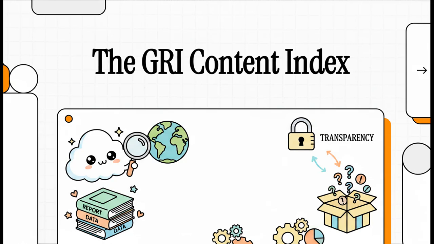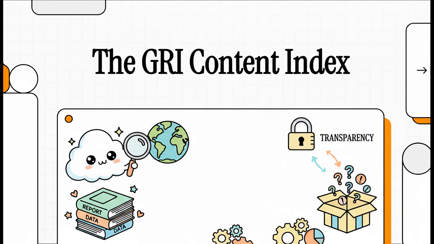Okay, so let's talk about sustainability reporting. Everyone is always shouting about transparency, right? Total, complete transparency. But here's the thing. What happens when you actually can't report on everything? It creates this really interesting paradox.